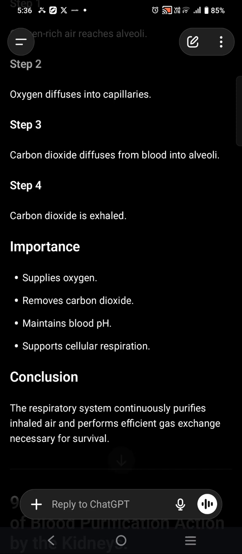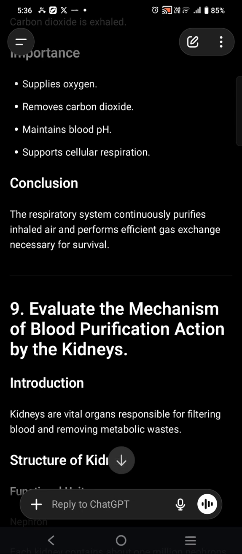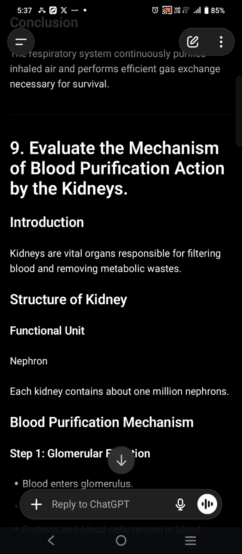Supplies oxygen, removes carbon dioxide, maintains blood pH, supports cellular respiration. The respiratory system continuously purifies inhaled air and performs efficient exchange of gas necessary for survival.